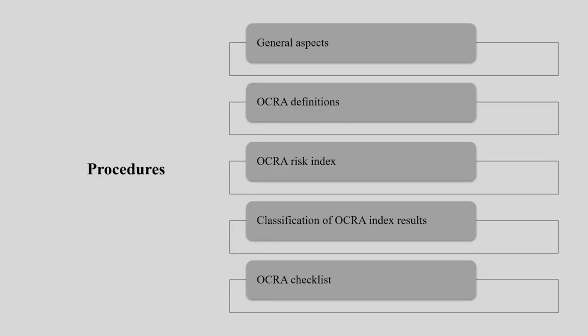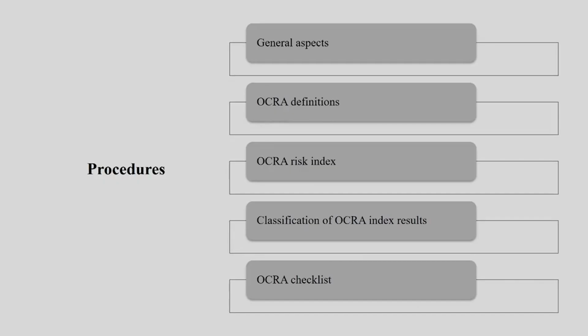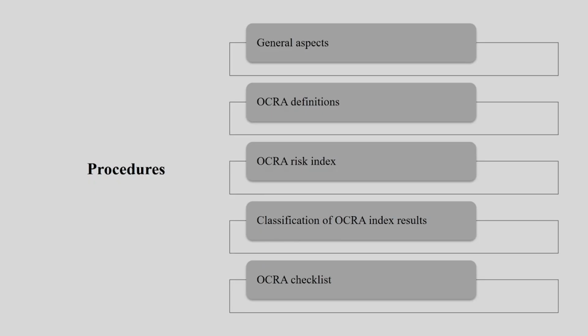Now, let us understand the procedure to do this particular analysis. First is your general aspect, then the OCRA definition, which you have to define. Then you calculate the OCRA risk index, then you do the classification, the OCRA index result classification, and finally the OCRA checklist. So, this is the procedure that you are going to follow for this method.